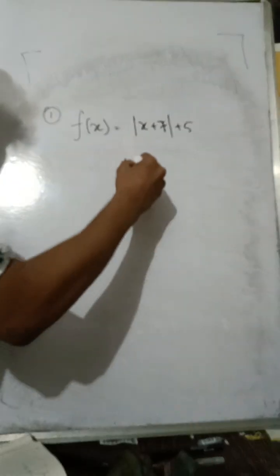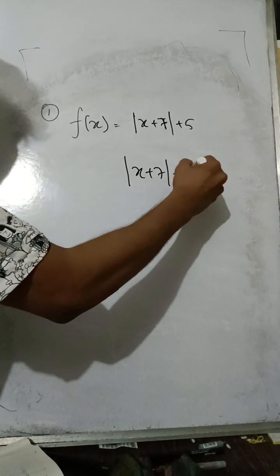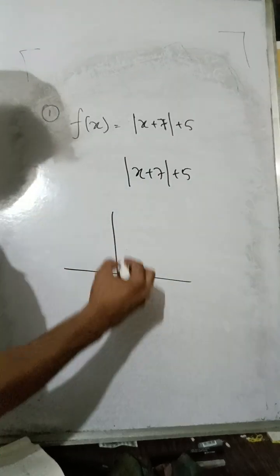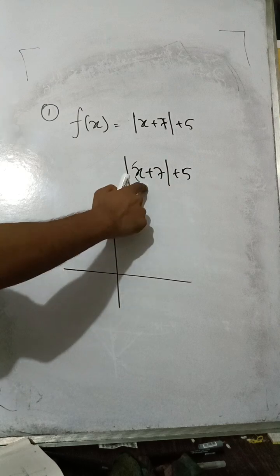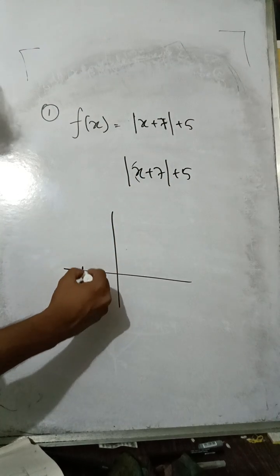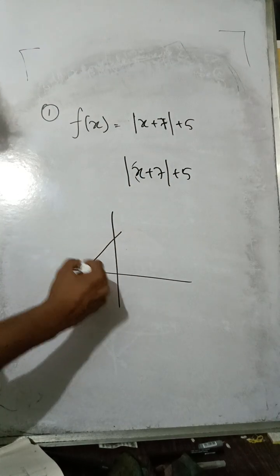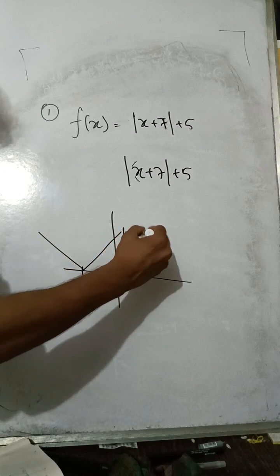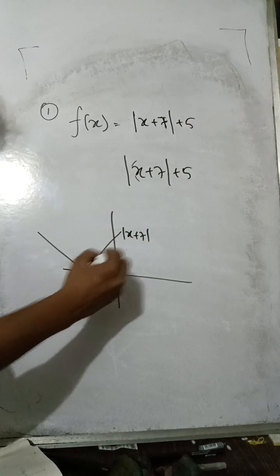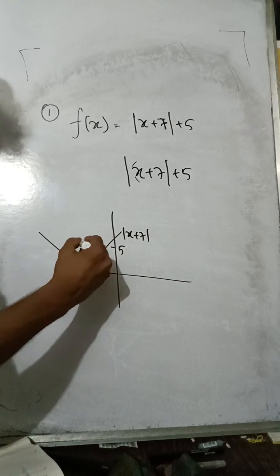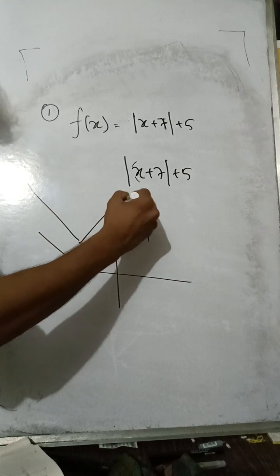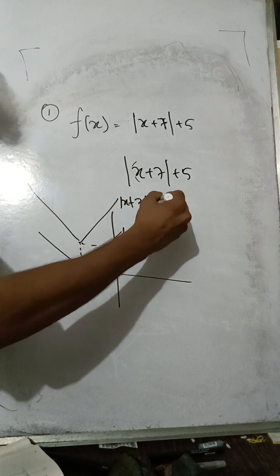So what is this, |x plus 7| plus 5? So first of all, the addition is within, so addition inside, we will move on the left hand side, minus 7. This is basically modulus of x plus 7. Then we have to add 5. So by 5 we will jump up, and this. So finally this curve is basically modulus of x plus 7 plus 5.